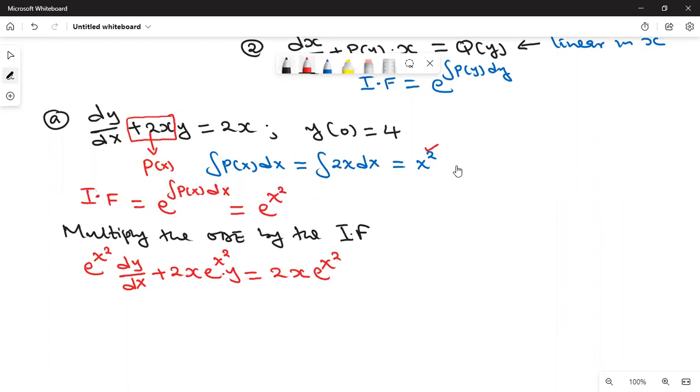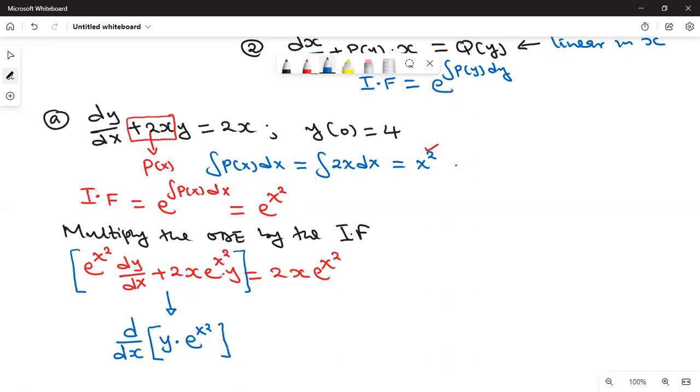Now look at the left-hand side of this equation. This left-hand side can be grouped as the derivative with respect to the independent variable. In this case, the independent variable is x, of the product of the dependent variable, which is y, times the integrating factor, which we got as exponential x squared.